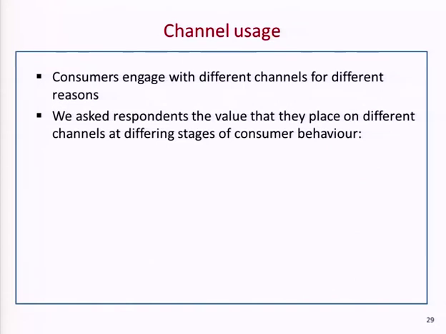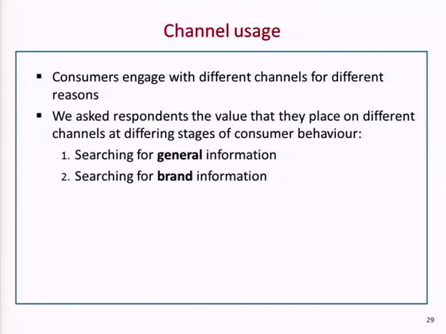We're also interested in why they use different channels. What's motivating them? And bear in mind, this is in relation to buying furniture, buying a sofa. So individual consumers would use channels in different ways for different types of products. So we often found people were searching for general information. So I want to find out about sofas. What are sofas made of? Or what types of materials are there? What styles are available? What styles are people buying?